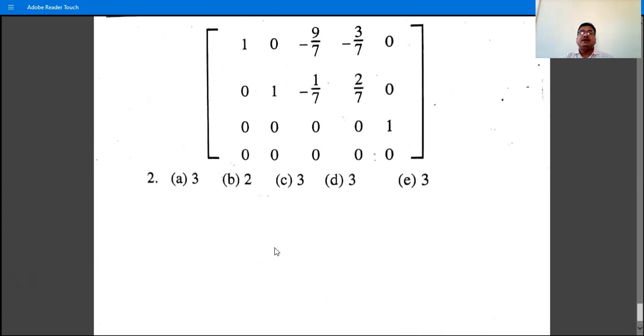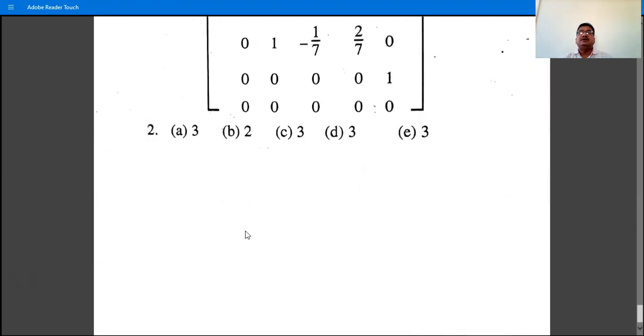So this is about the rank of the matrix. We'll see systems of equations and the solution of systems of equations by using the method of matrices in the next lecture.